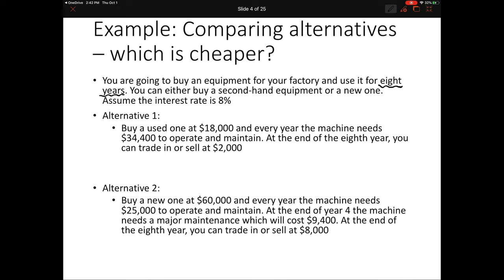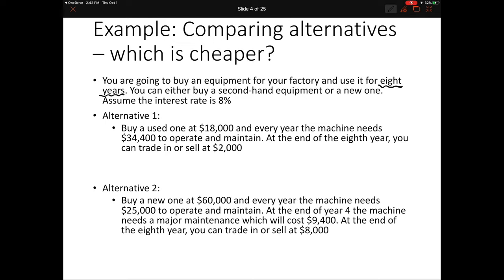Okay, just imagine if you buy a second-hand one, which means your initial payment could be cheaper, but during the lifetime of that equipment, it might need more maintenance because it's already used by someone else. So it's easier to get broken, and you might need to spend more every year to maintain, to check, and to repair. Okay, compared to a new one, I mean.